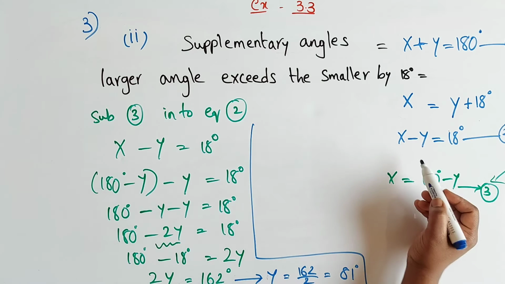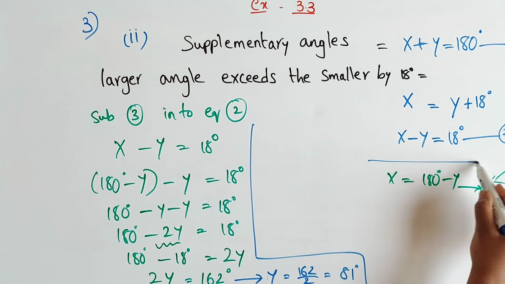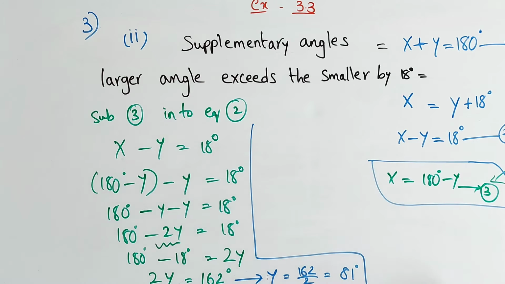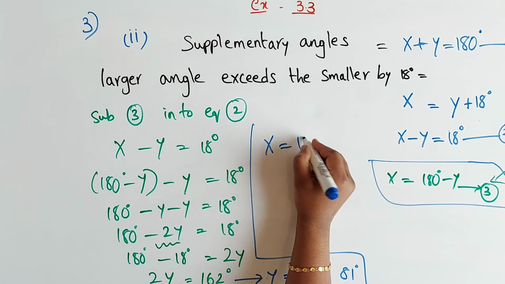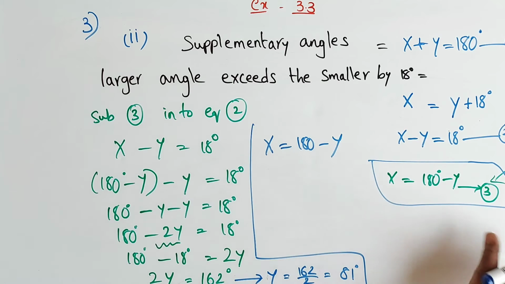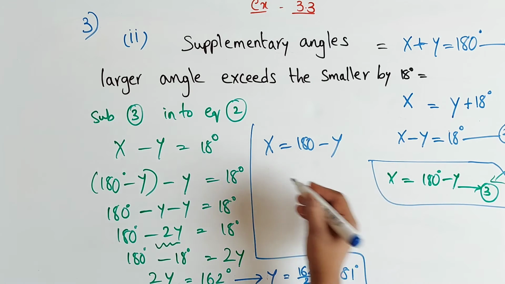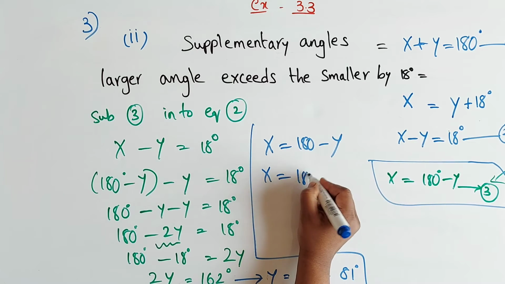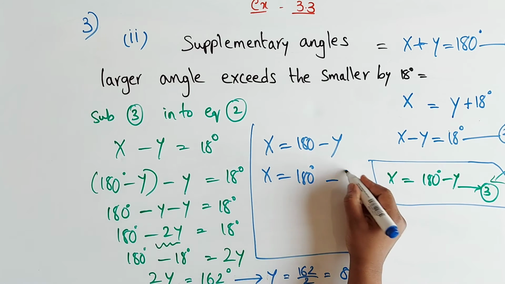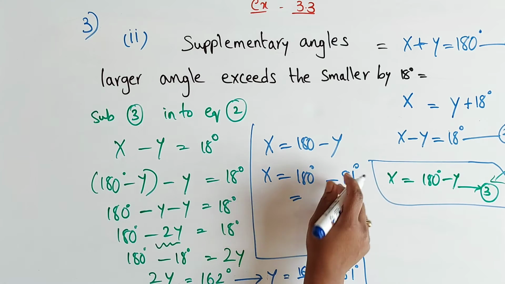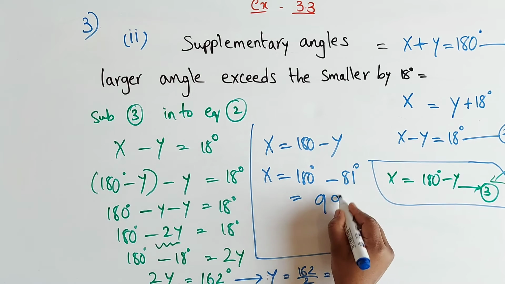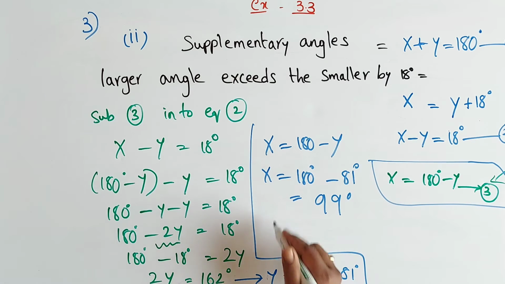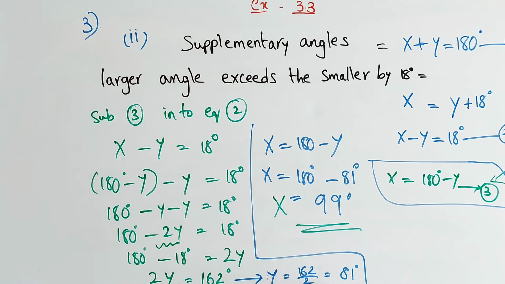Correct, children? We know x equal to 180 minus y. That is equation 3. Now, find out the x value from here. Now put the y value into the third equation. x equal to 180 minus this 81 degrees. 180 minus 81, 99 degrees is the x value, children. y is 81 and x is 99.